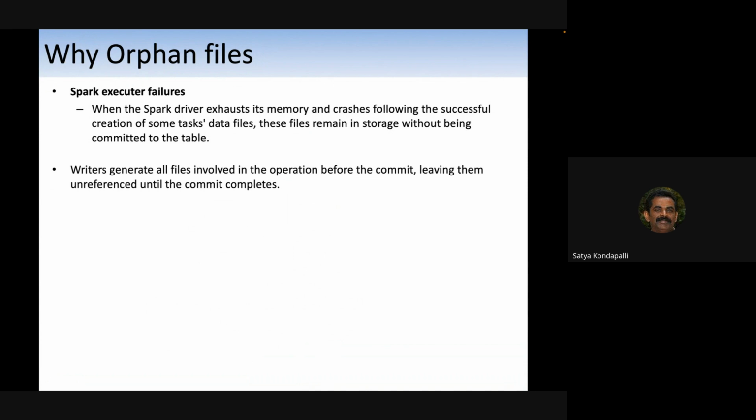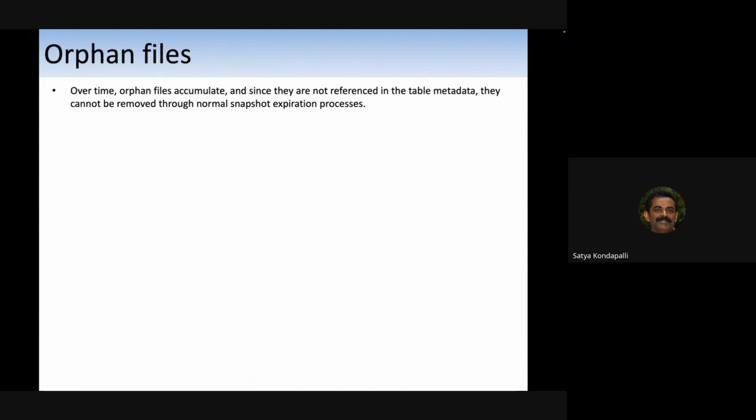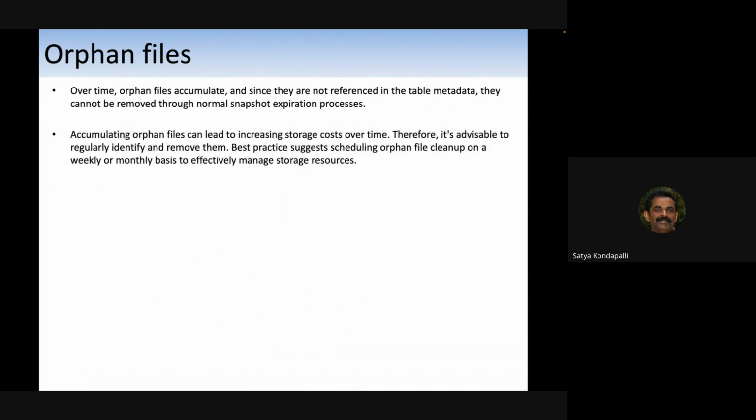Generally, files are involved in operations before the commit. Sometimes, when we do a rollback, or if there are commit failures or incomplete commits, we have unreferenced files. So over time, these orphan files accumulate. And since they're not referenced in the table metadata, they cannot be removed through the snapshot process, or snapshot expiration, because they're never referenced in the manifest file. So accumulation will cause cost on the storage.